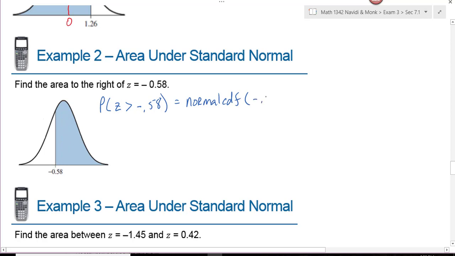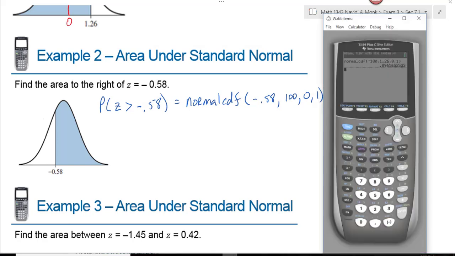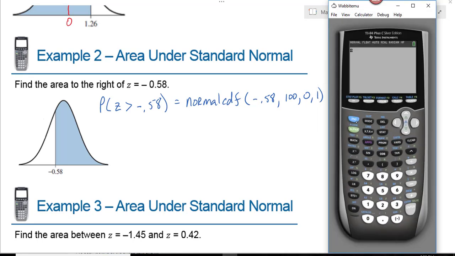Negative 0.58. Now the rightmost part is trailing off to infinity, but we don't have an infinity button on our calculator, so what would we use? 100 will work. The mean is 0 and the standard deviation is 1. So now we go to our calculator. We'll hit second, vars, number 2. The left bound is now negative 0.58. The right bound is 100 or infinity. The 100 is taking the place of infinity.